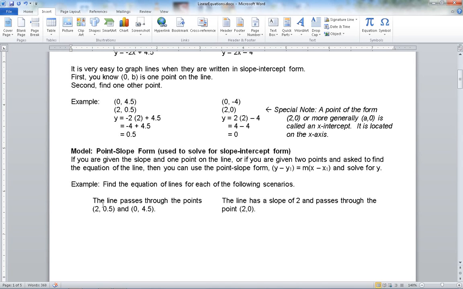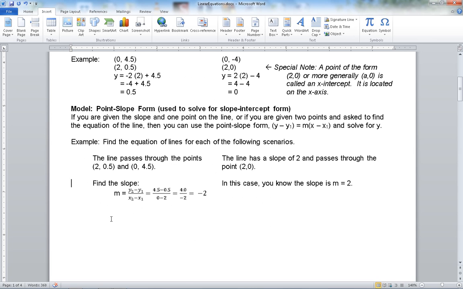So remember, we know that 2 of the points on the first line are the points (2, 1/2) and (0, 4.5). On the second line, we know 2 points on the line, but let's go ahead and use the slope of 2, which we're given. So in the first case, we will have to find the slope. In the second case, it's given.